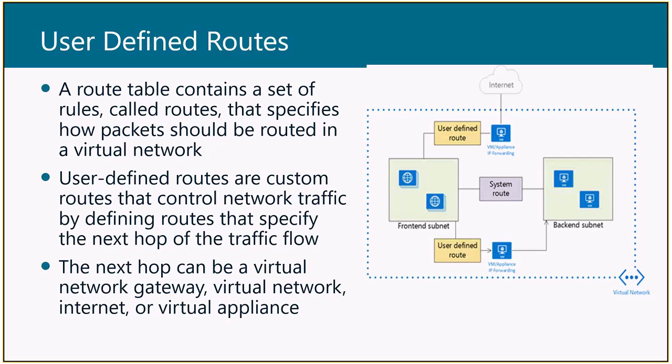A set of rules called routes specify how packets should be routed in a virtual network. You say, well, the system's going to take us this way. However, because this is sensitive data, I want to make sure that it's going to route this way. So that's why you create a user-defined route, a custom route that controls that network traffic. We're telling the network exactly how to go from point A to point B: here's your stop, here's your stop. Each stop in your network is a hop. Because the distance is so far, they cannot go from A to B directly. They have to stop multiple times.